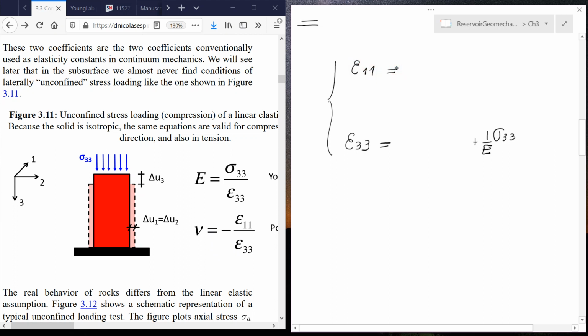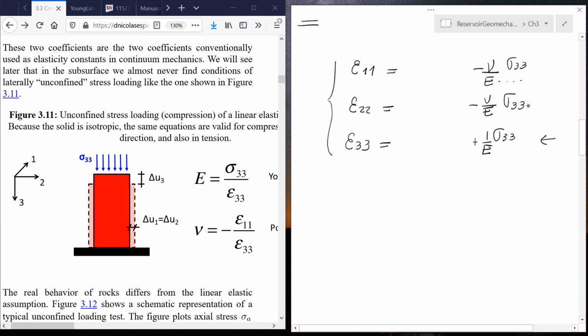From the second equation, epsilon 11 is equal to epsilon 33 times the Poisson ratio with a negative sign, right? So let's put the negative sign, let's put the Poisson ratio, and instead of writing epsilon 33 over here, I'm going to use this equation right here. So this is just going to be sigma 33 divided by the Young modulus. This comes from the third equation. And epsilon 22, as we said, in this case is going to be the same value, because it's also transversal to the application of sigma 33.